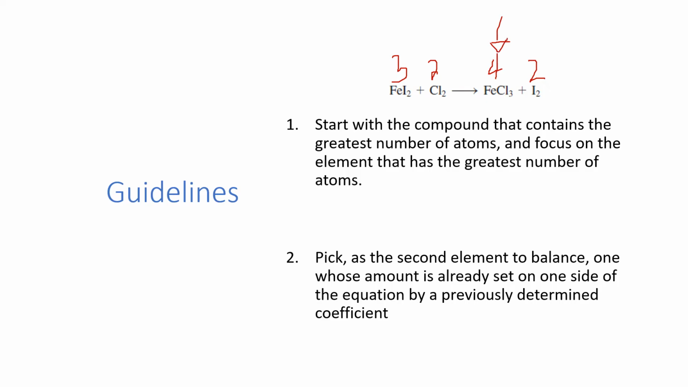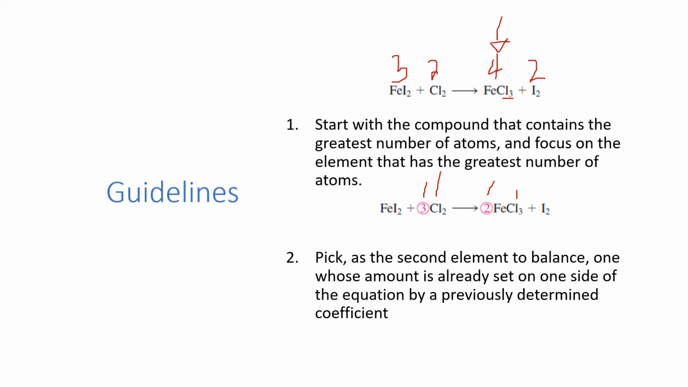And dito sa compound na to, sino yung may pinakamadaming number of atoms? Si chlorine. So, ang una nating ibabalance is si chlorine. Now, paano natin siya ibabalance? Siyempre, tulad ng sabi ko, maglalagay lang tayo ng coefficients. In this case, naglagay tayo ng 2 para maging 6 yung chlorine natin. And then dito naman sa reactant side, naglagay tayo ng 3 para maging 6 din yung chlorine natin. So, balance na siya. You have 6 atoms of chlorine on your right side and then 6 atoms of chlorine on your left side. Okay, so okay na tayo sa chlorine.